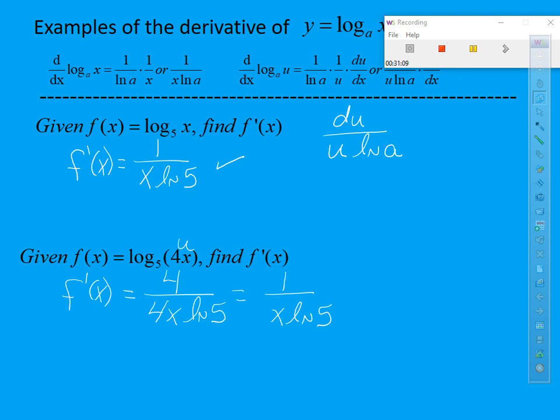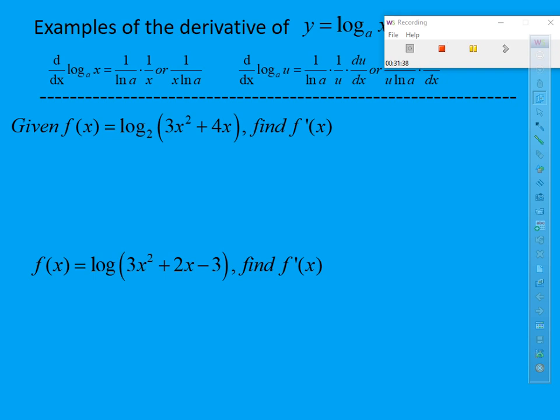The reason this is the same answer as what we had, if we wanted, we could split this up. Log to the base 5 of 4 plus log to the base 5 of x, one of our rules of exponents. This is some number whose derivative is 0. This is just what we found. So that's why the answers are the same. Okay. 2 more easy ones for you.